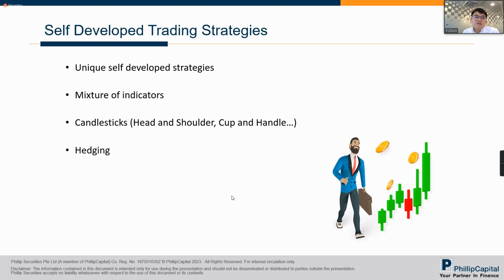So by using CFD, you can also have your self-developed trading strategies. Like Unit 1, you may have a mixture of indicators, like RSI, stochastics, moving average, or you might have a MACD. Also, you can look at the candlestick. Like if you see a head and shoulder, cup and handle, you might open a position when there's a chance. And also you can do hedging in your trading strategies.